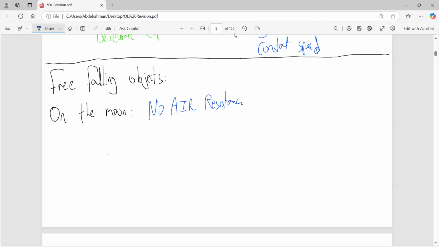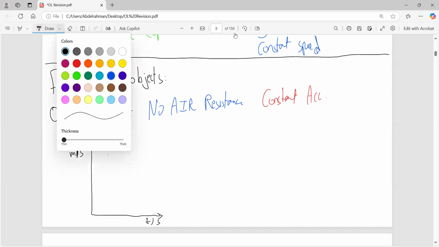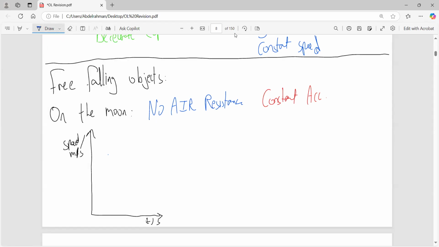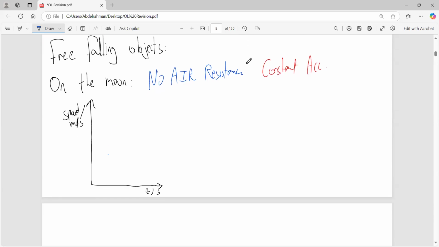It will keep on accelerating with a constant acceleration until it hits the ground. So how can I draw the graph? How can you draw a speed time graph for a free falling object above the surface of the moon? This is the time in seconds, and the speed in meters per second. If you draw the speed time graph, you'd find that the graph has a constant slope. Constant slope means that it has a constant acceleration.